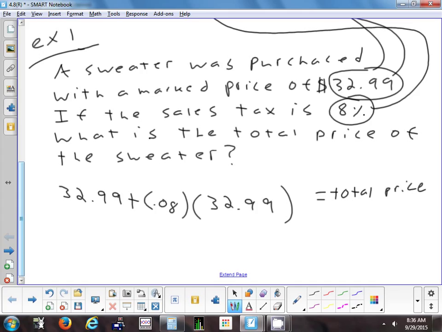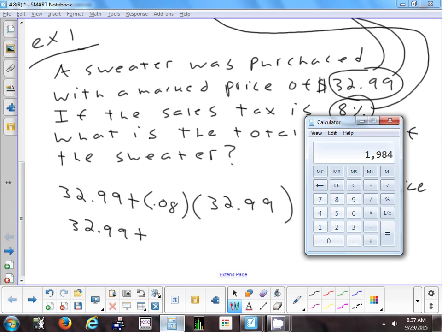Maria, what do I do first to type that in? You add 32.99 plus 0.08. Can we do that? Order of operations? You multiply. Yeah, first thing we always have to do is multiply. If you add first, it will come out wrong. So just make sure we multiply first. So 32.99 plus, just use your calculator. 0.08 times 32.99. Where should I round that? Should I keep it as 2.6392?